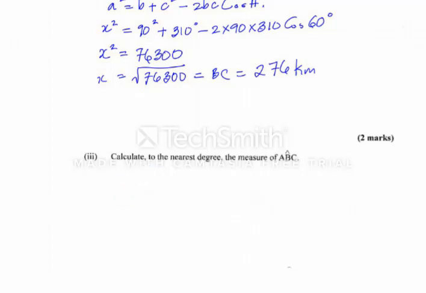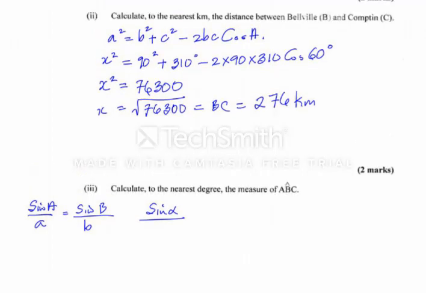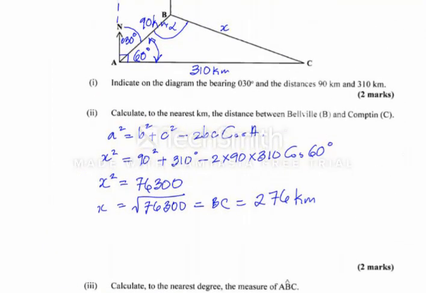Sine rule says sine A over the side is equal to sine B over B. Whenever I'm using the sine rule, I always start out with what I want. So what I want is alpha. So I'm going to say sine alpha over the side opposite from alpha. We can go back and look quickly. The side opposite from alpha is 310.